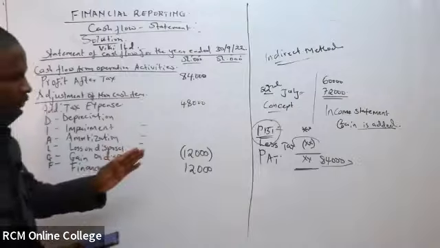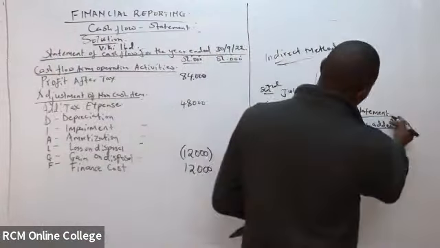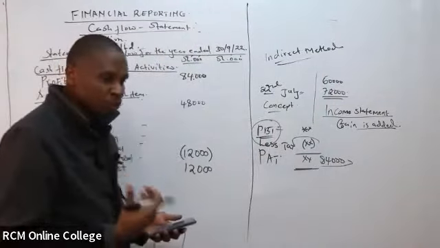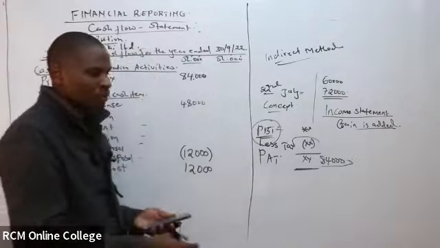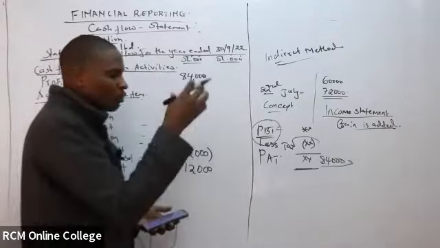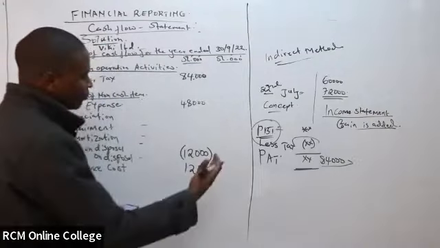You ask yourself, what happens to finance cost in the income statement? Does it increase the profit or does it reduce? If it reduces the profit, we are going to add it here. If it increases the profit, we are going to subtract. So for the finance cost class, I just put it there.